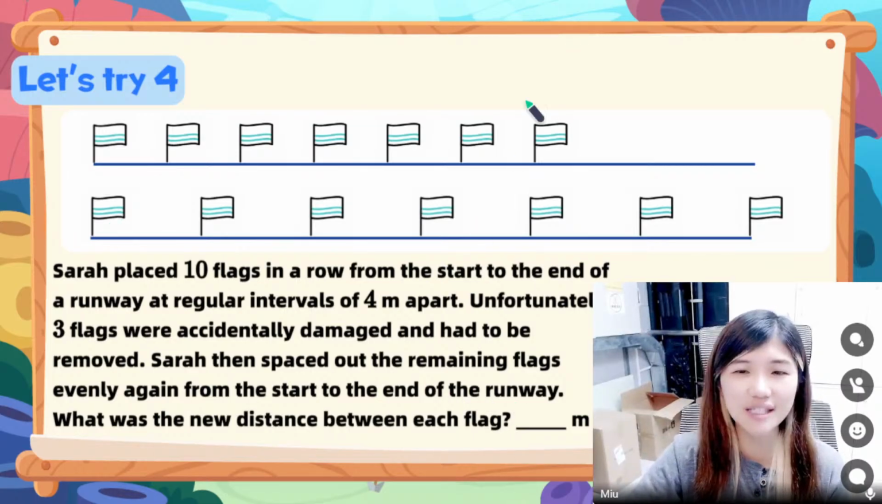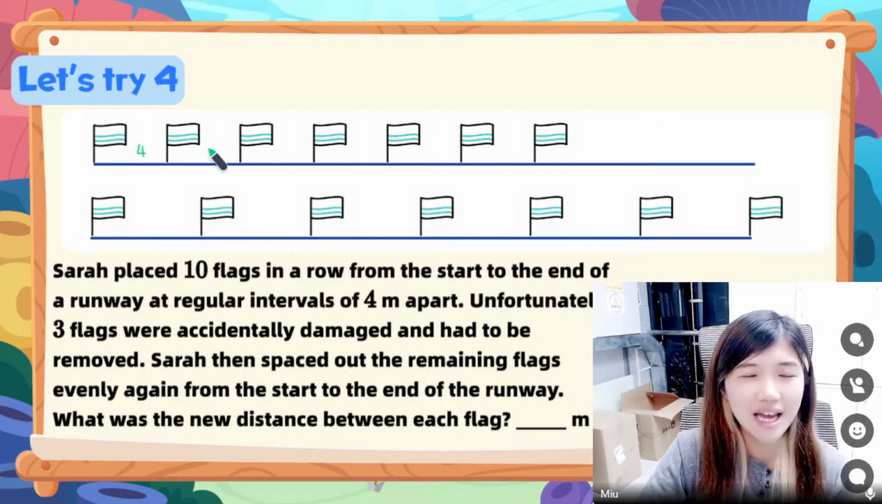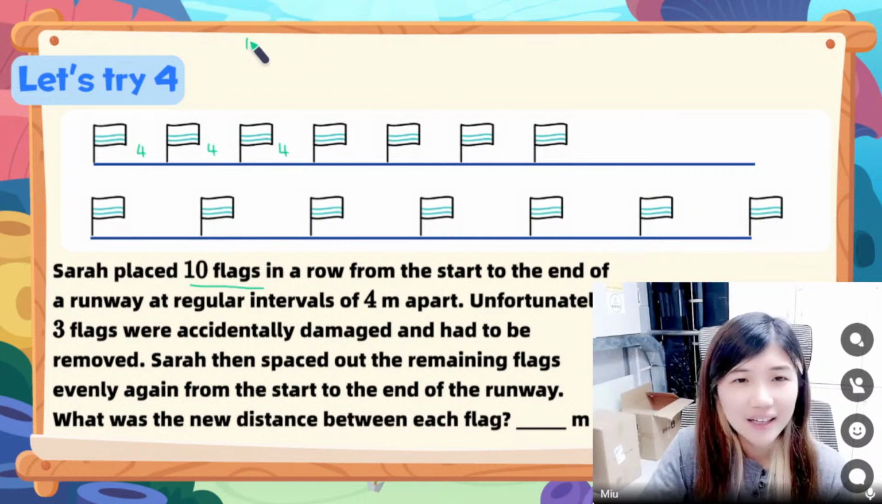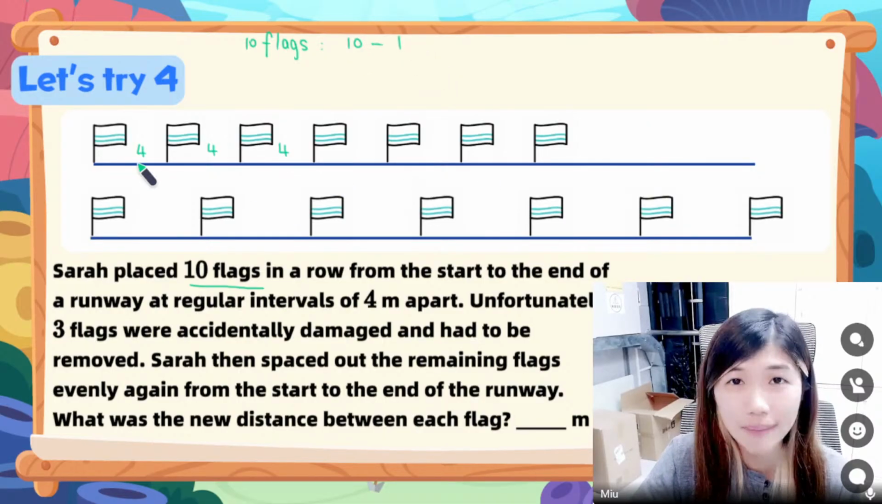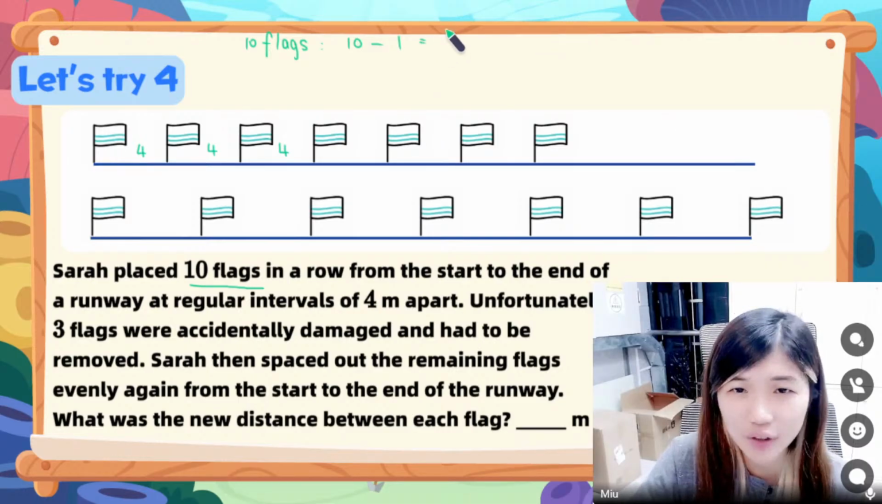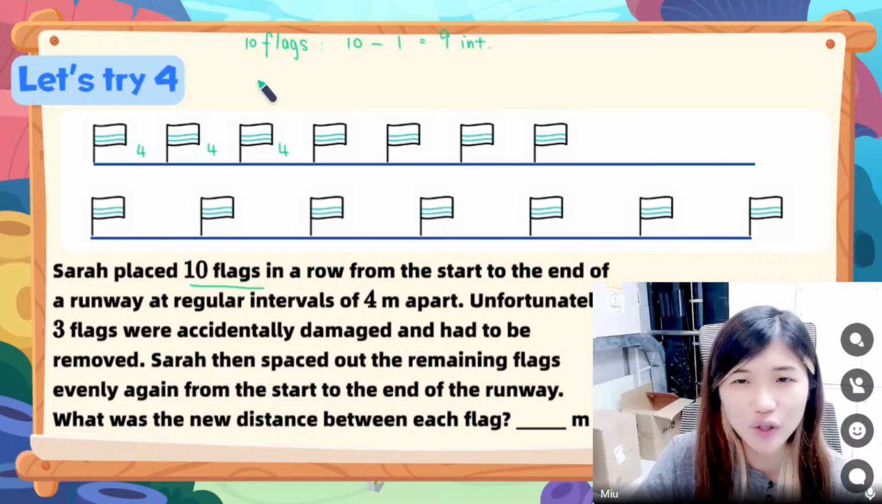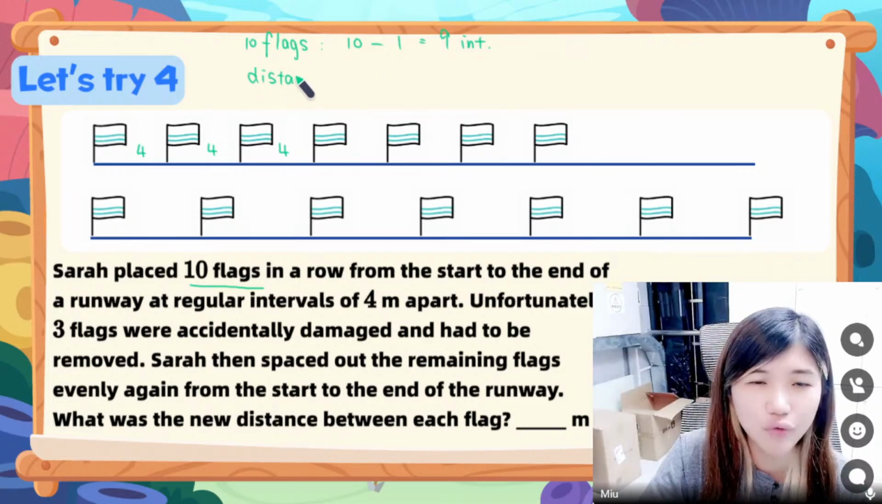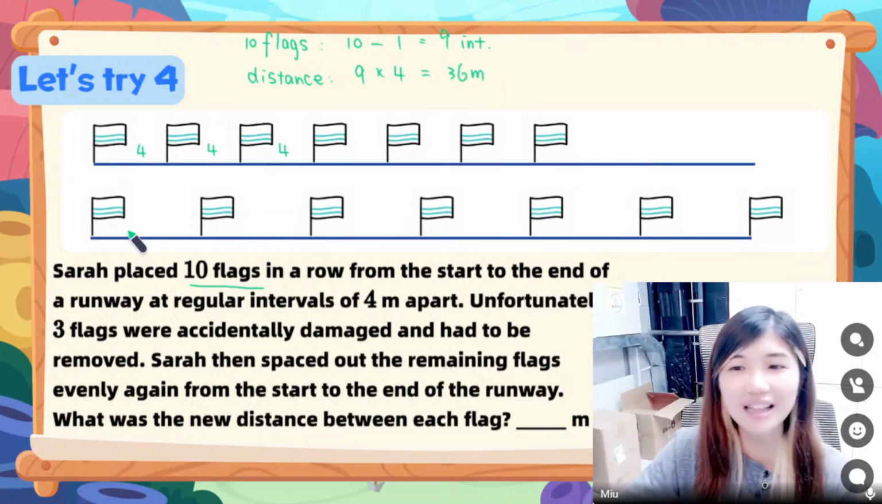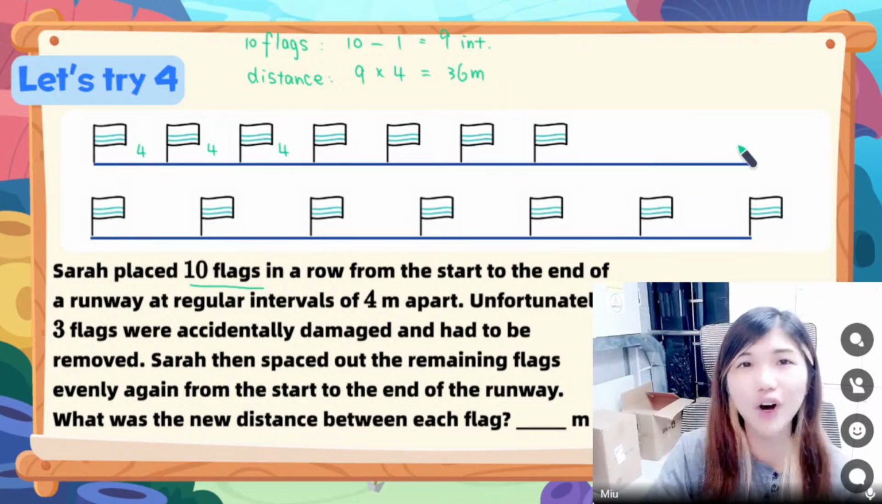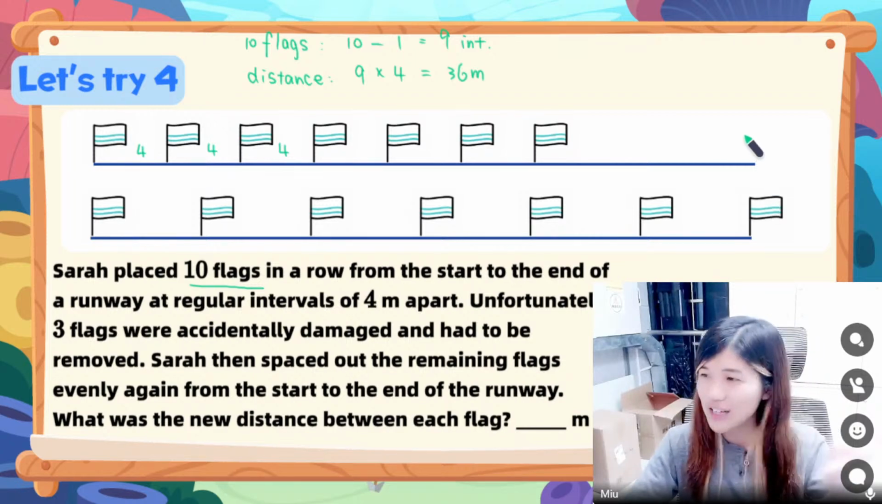Okay, so as you see, at first, 4 meter interval, 4 meter interval, 4 meter interval. So for 10 flags, how many intervals? There must be 10, take away the 1. Flags are always one more. Start with flags, end with flags. So there are 9 intervals. With these 9 intervals, the total distance of the row must be 9 groups of 4 meter, which is 36 meter, right? So this 36 meter never changes, no matter how many flags, even if it's 100 flags, it won't change.